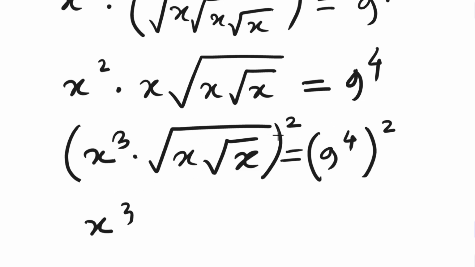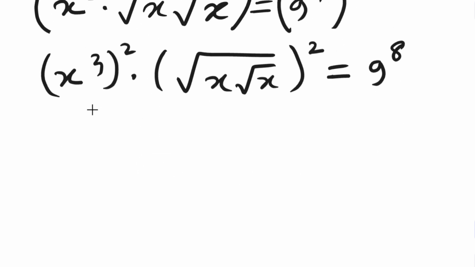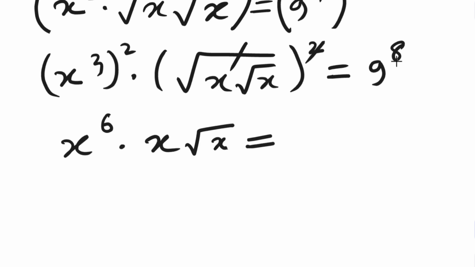Expanding the left-hand side gives x cubed whole squared multiplied by the quantity containing the 2 nested square roots of x, all squared, equals 9 raised to the power 8. Now, x cubed whole squared becomes x raised to the power 6 because 3 multiplied by 2 equals 6. Also, squaring the remaining nested square roots removes one more square root layer. So we obtain x raised to the power 6 multiplied by x multiplied by one remaining square root of x equals 9 raised to the power 8.